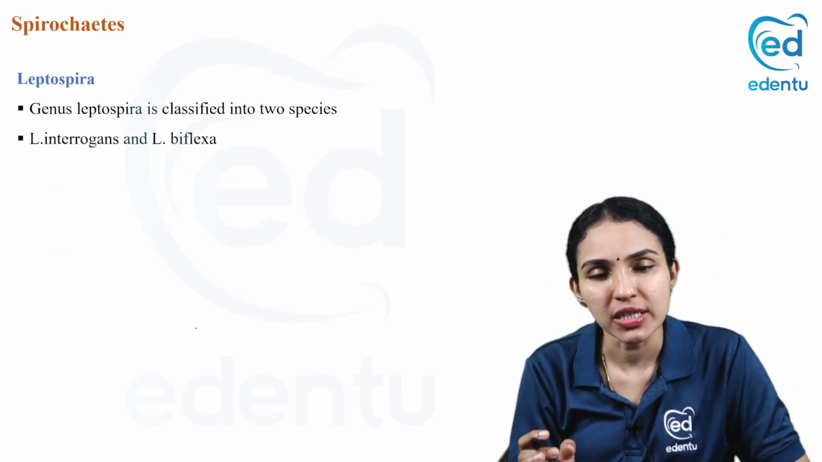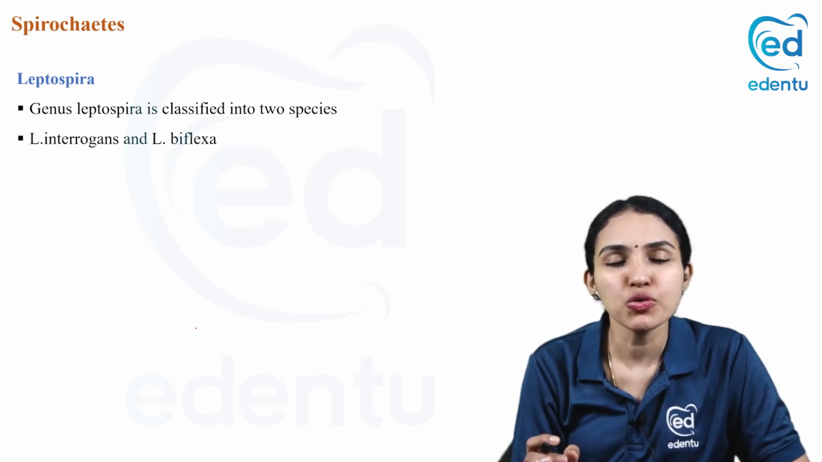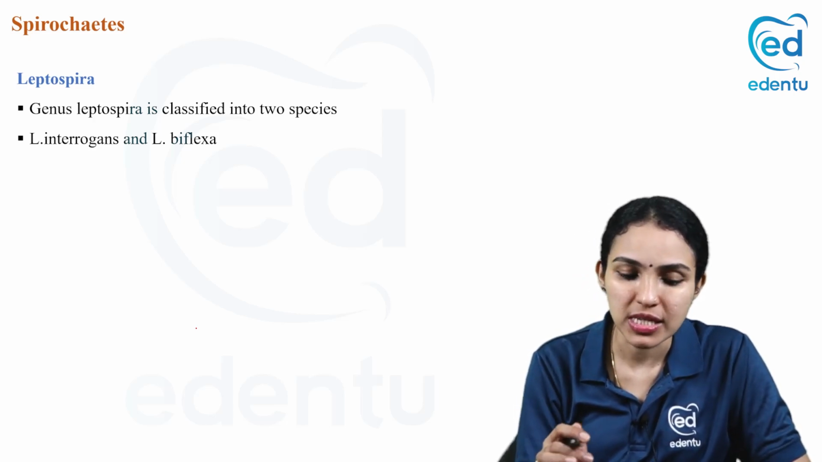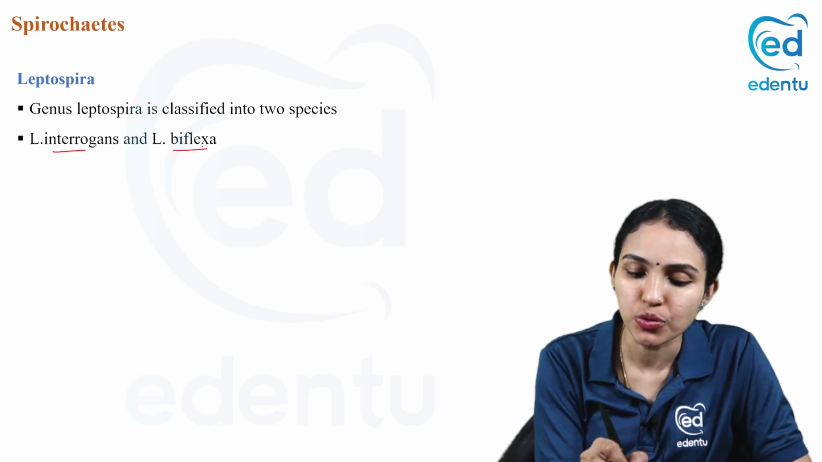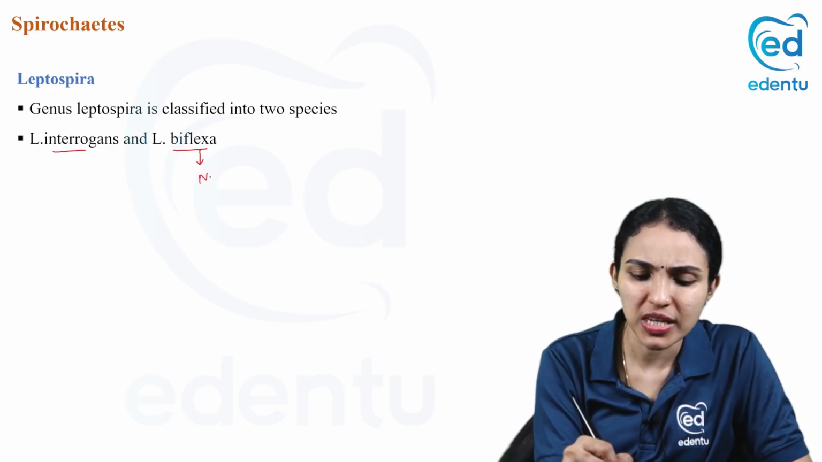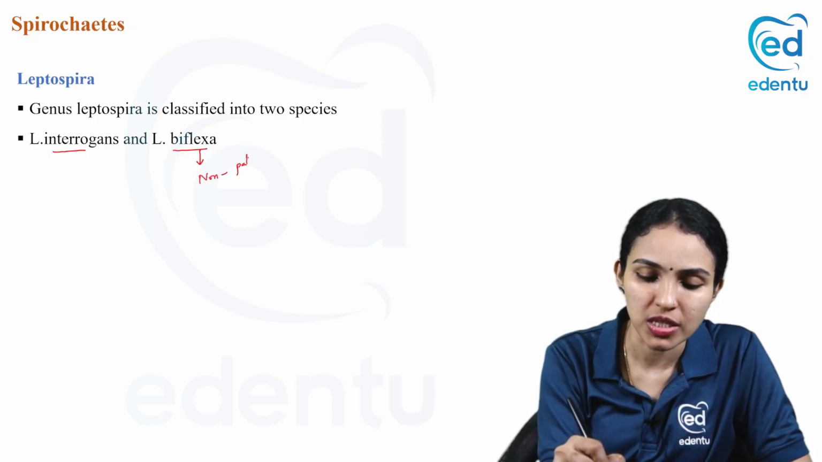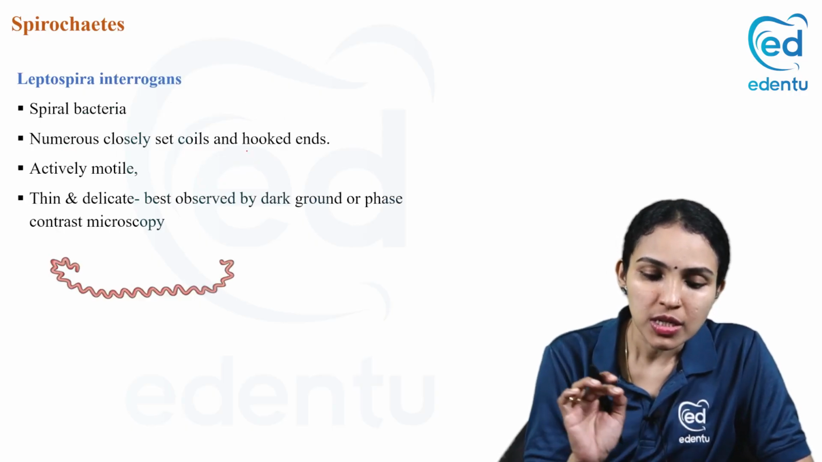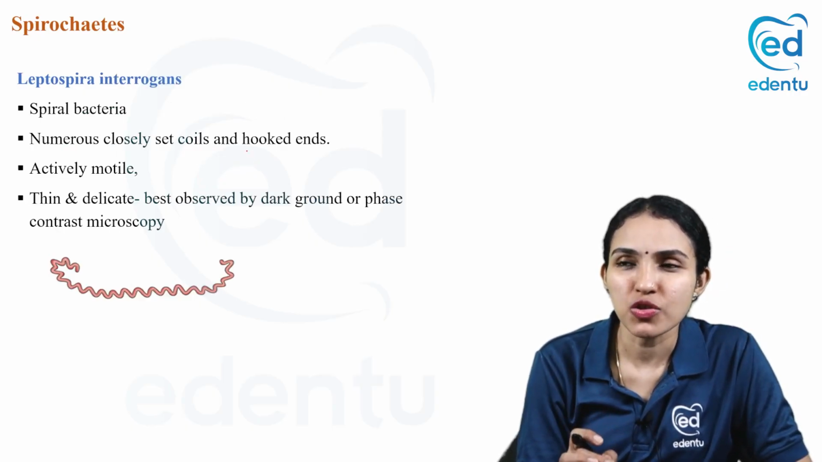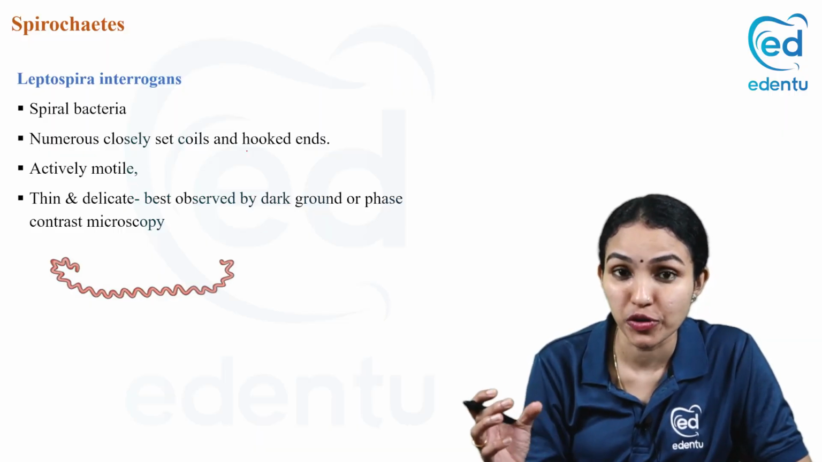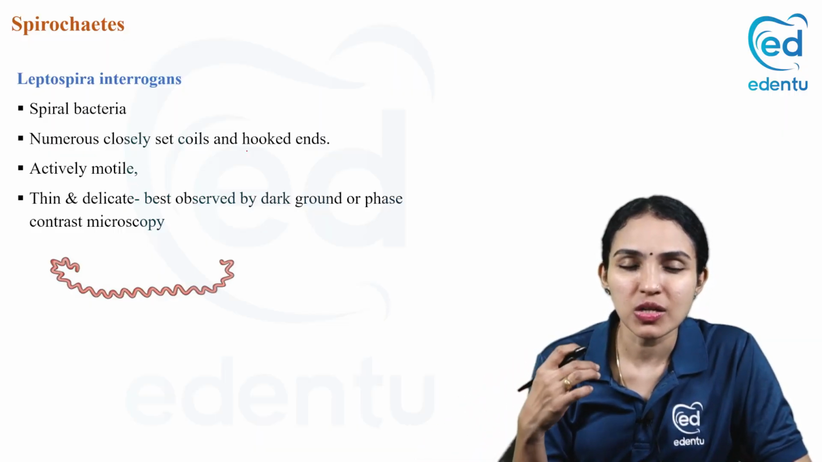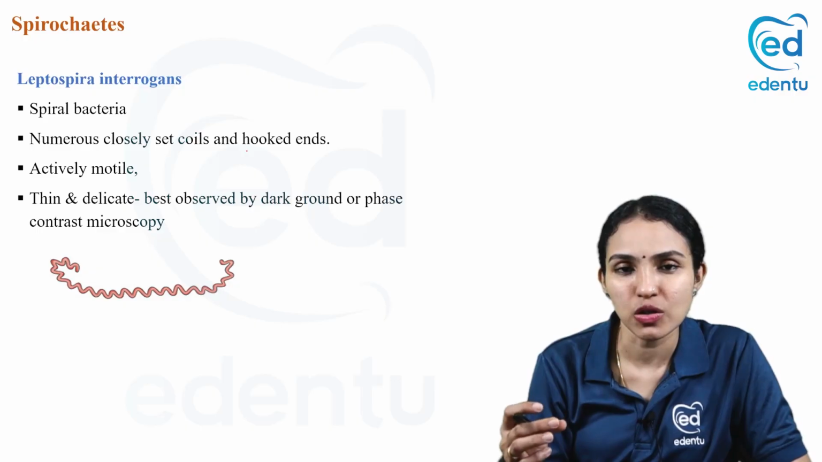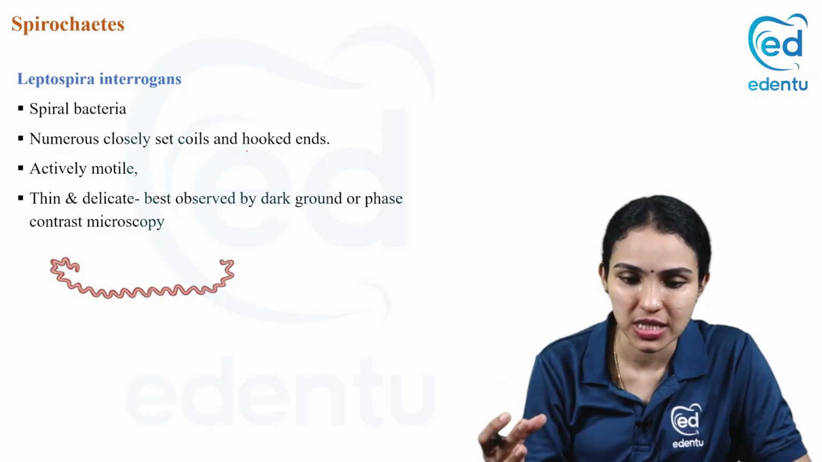Coming to the next one, that is Leptospira. The genus Leptospira is classified into two species, interrogans and biflexa. Biflexa is mostly non-pathogenic, so what is pathogenic is Leptospira interrogans. The subspecies is also called Leptospira interrogans icterohaemorrhagiae. That means it can cause icterus, that is jaundice, and also hemorrhagic manifestations.